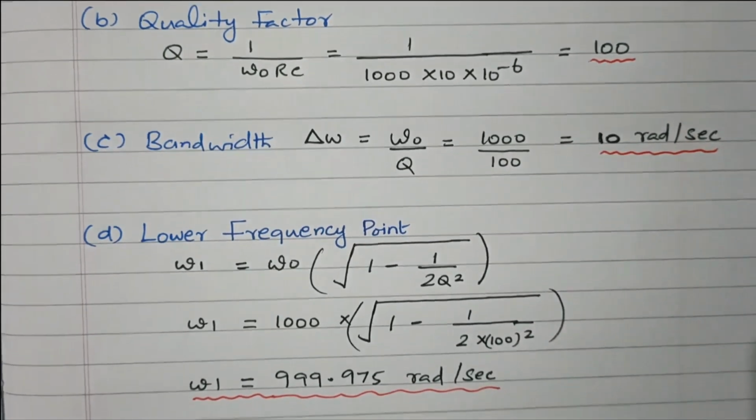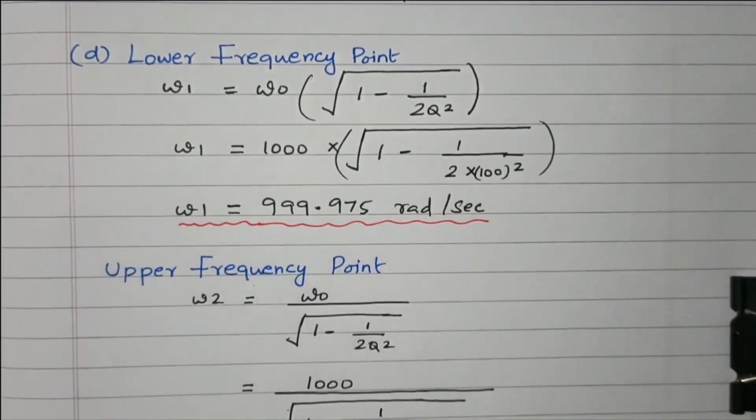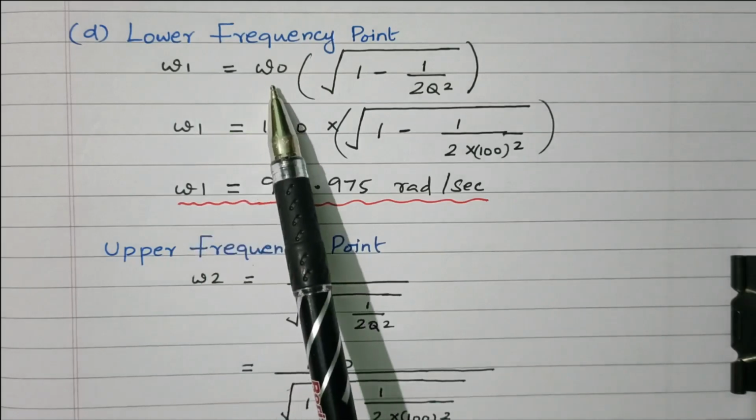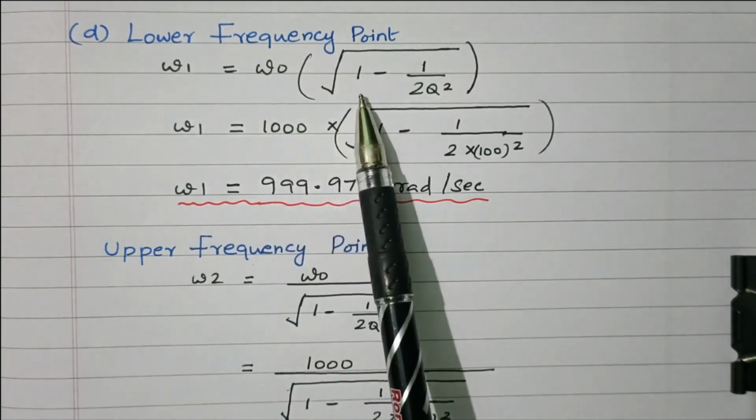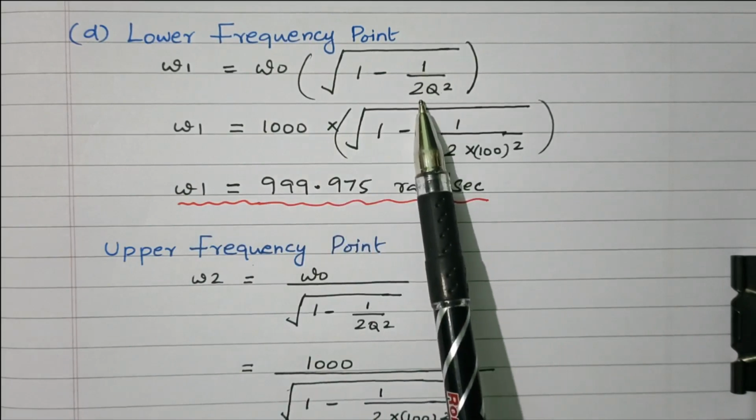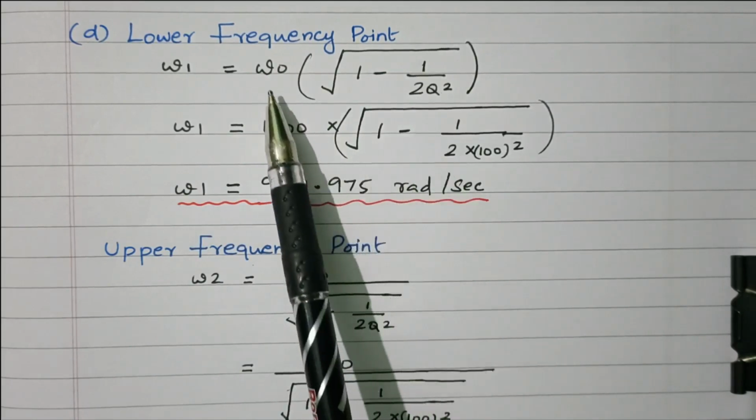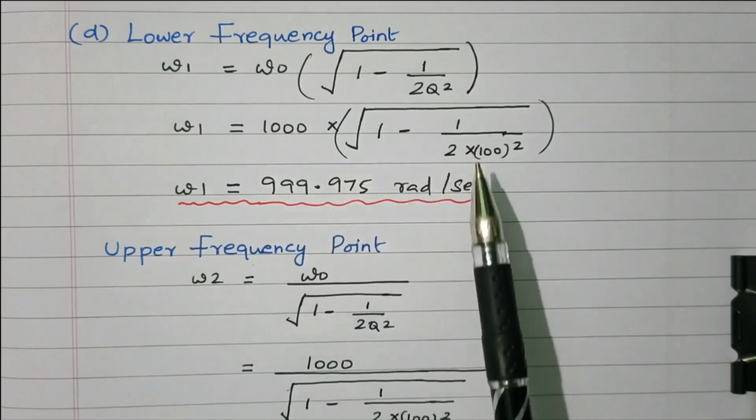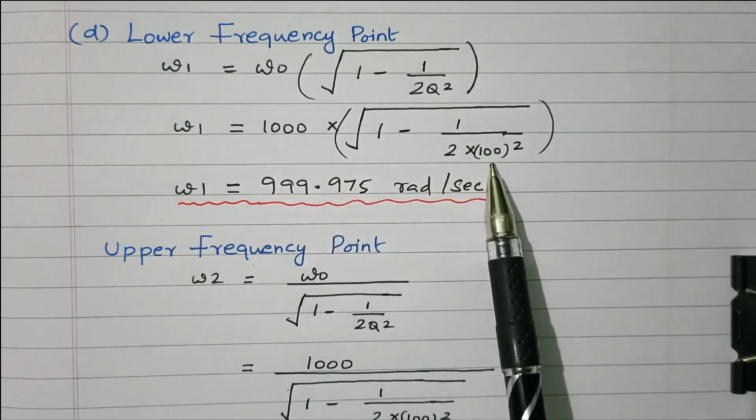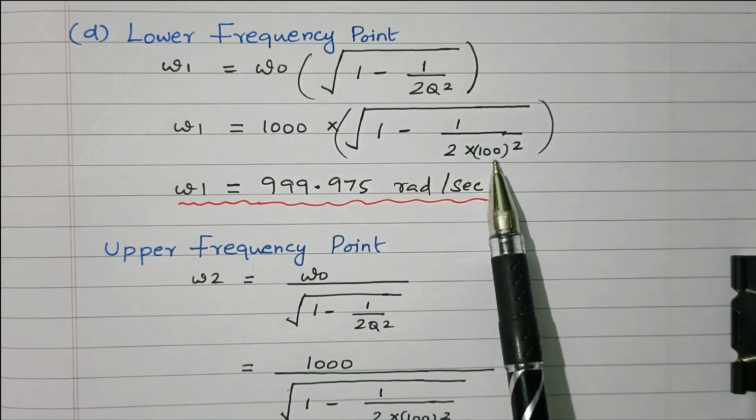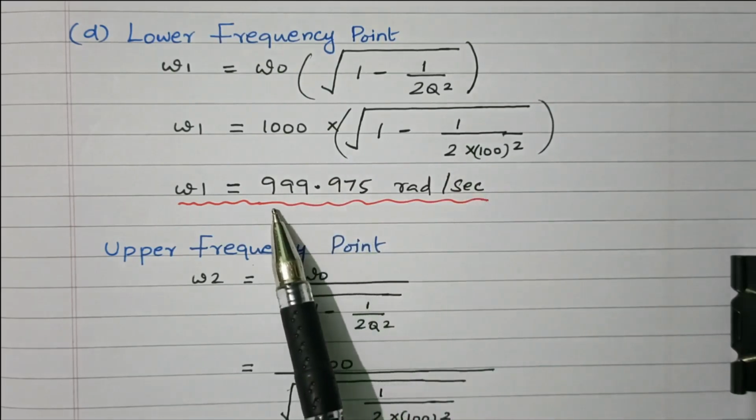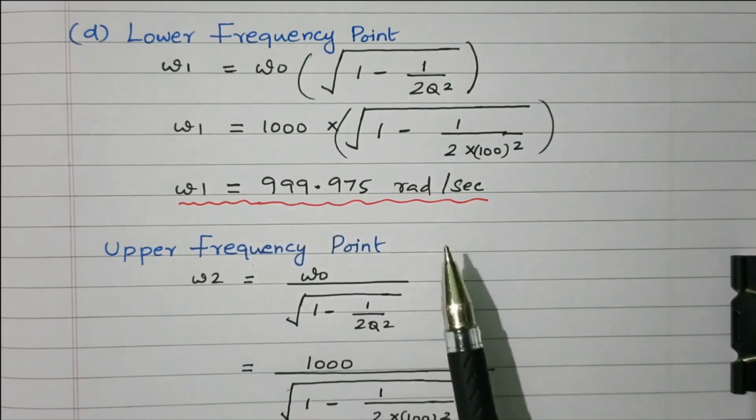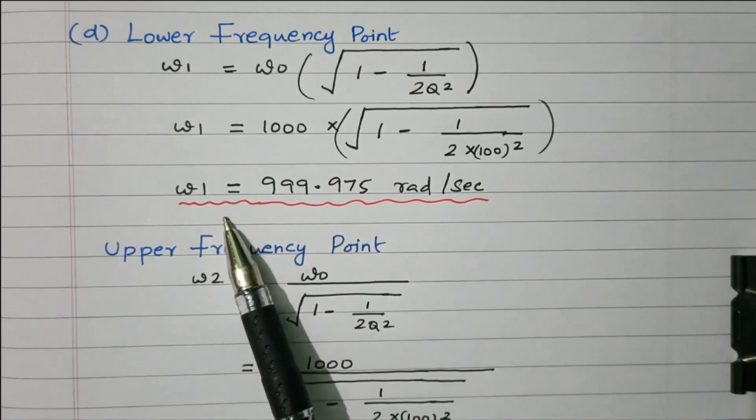Now we'll see the lower frequency point and upper frequency point, omega 1 and omega 2. Omega 1 equal to omega naught into square root of 1 minus 1 divided by 2 Q square. It's a formula. Omega naught is 1000 into square root of 1 minus 1 divided by 2 into quality factor, what we calculated, 100 square. So while simplifying we got 999.975 radian per second. It's the lower frequency point.